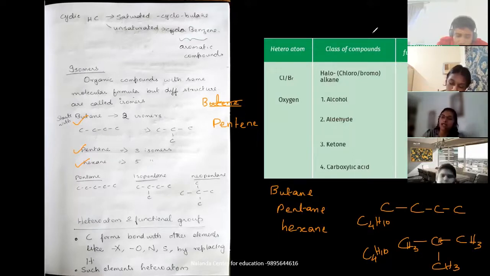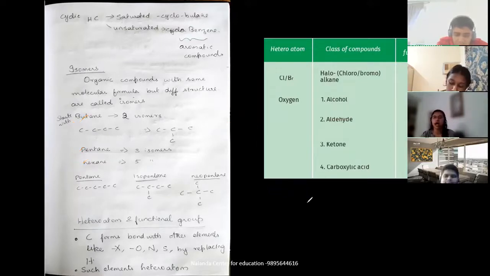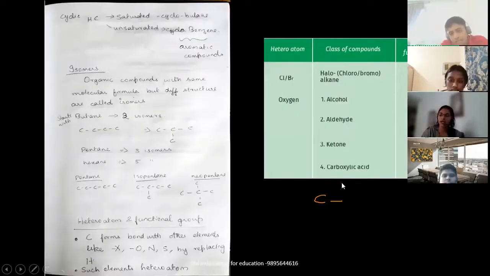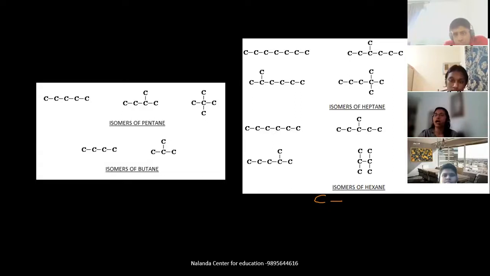And what about pentane? The number of isomers of pentane is 3. I'll just show you. We don't have much time. This is going to be the one for pentane. 3 isomers are going to be there. This is a straight chain, this has 1 branch and this has 2 branches. And this is the one for hexane. The number of isomers of hexane is going to be 5.